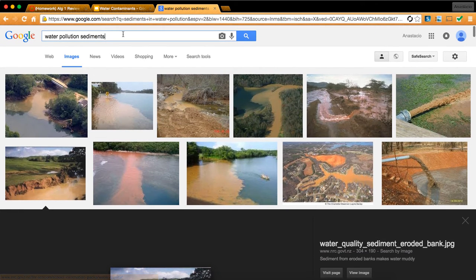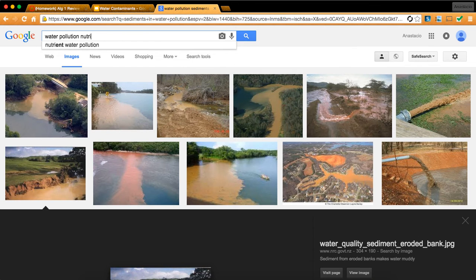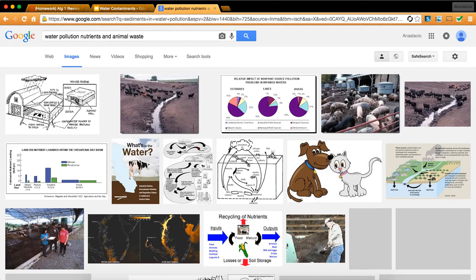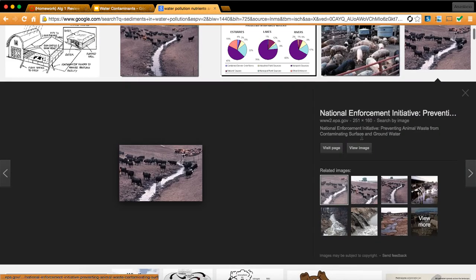Another type of water pollution source is nutrients and animal waste. Now, the nutrients and animal waste would be things like fertilizer from farms, because fertilizer contains manure, or animal waste. And I think the best picture for that would probably be something like this.